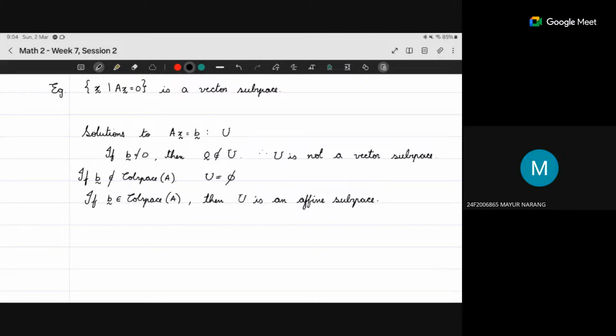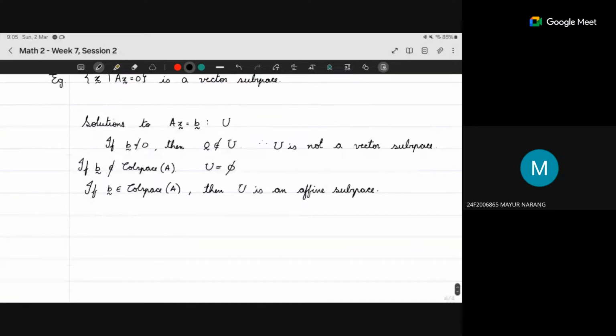Sir, if we have to check that U is an affine subspace, we just need to consider that B belongs to the column space. Will everything be fine? Yes. If your question is what conditions guarantee that U, the set of solutions to Ax equal to B, is an affine subspace, then B being in the column space of A guarantees it. And I have not told you why this is an affine subspace. I've just mentioned this fact.